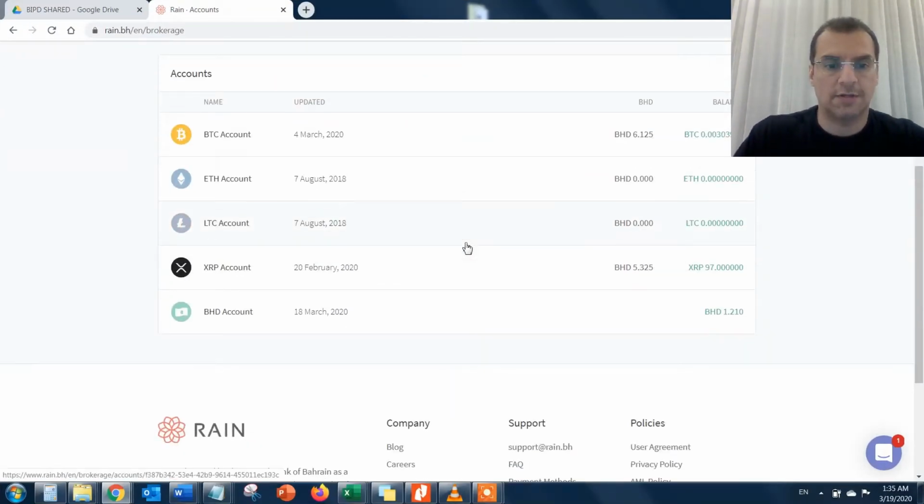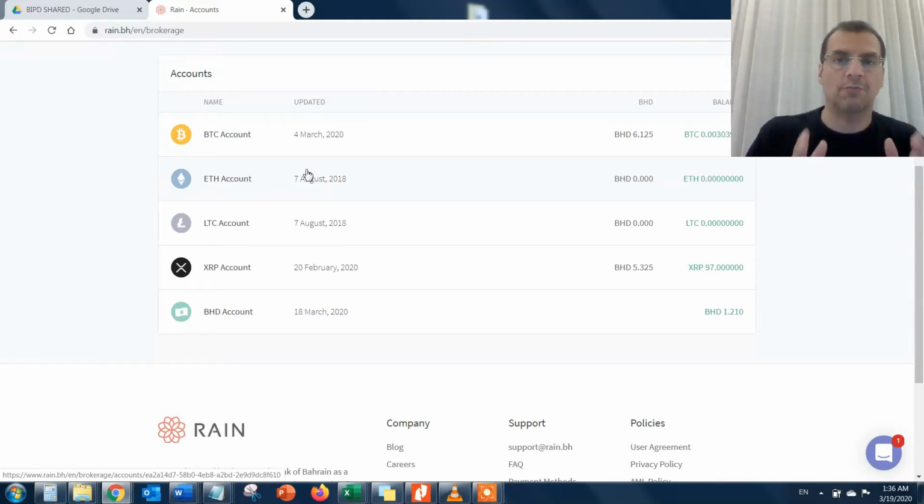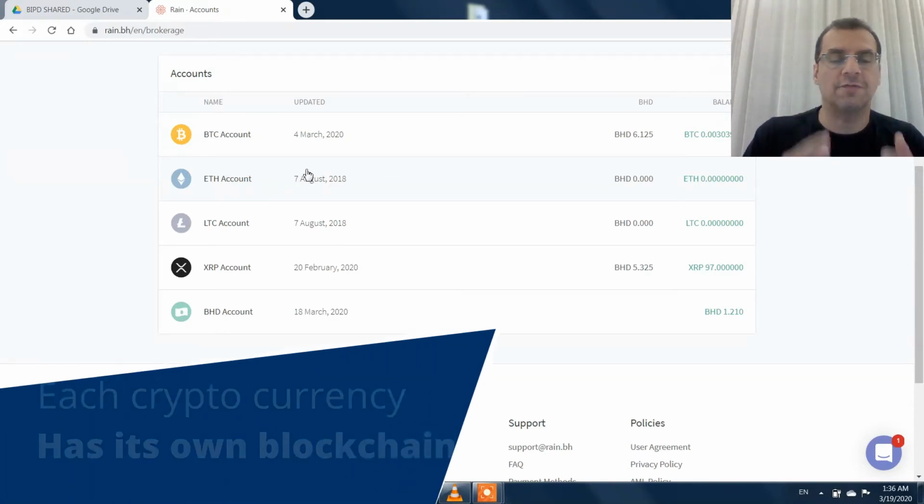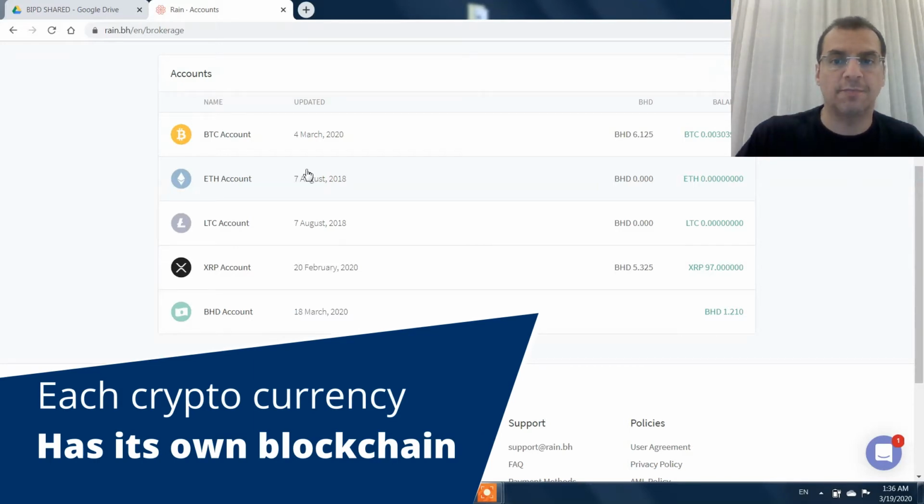So let's go ahead and see. Just to review, here's what we have in my accounts. Each of those accounts reflects an account created on the blockchain network of each of those cryptocurrencies. Just remember, every cryptocurrency has its own blockchain network. Bitcoin has its own blockchain network. Ethereum has its own blockchain network. XRP, same thing. So I have an account on each of those blockchain networks, and these are the balances that I have in those accounts.